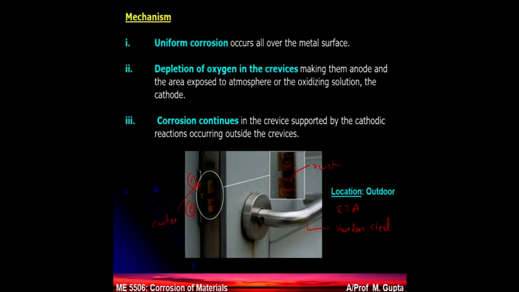Because when it goes inside, it forms a crevice, and that area is depleted in oxygen. And when it's depleted in oxygen, inside it starts to corrode. Outside becomes the cathode, it does not corrode. Cathode never corrodes. So now you have a part that is corroding here. This is a typical example of crevice corrosion.